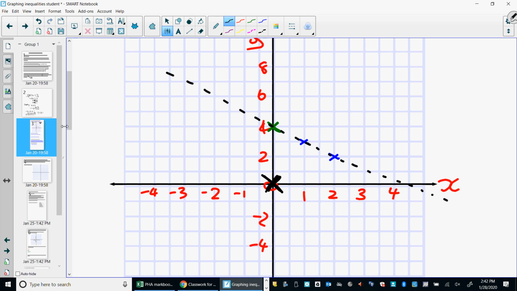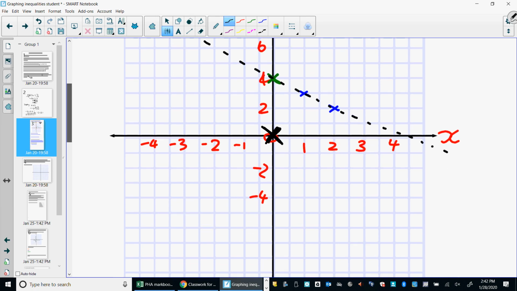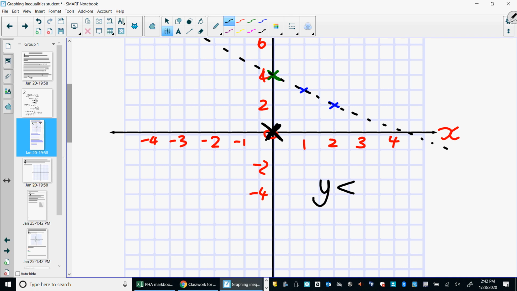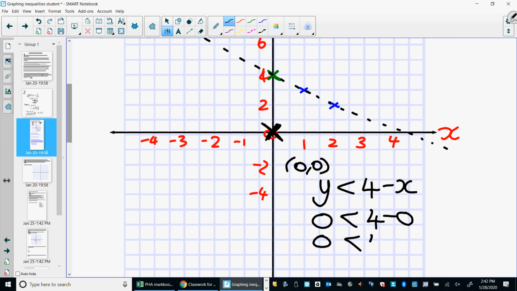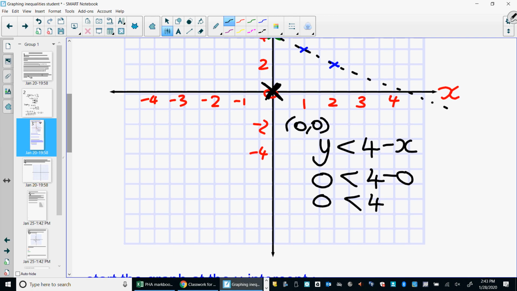Okay? So then what we do is we say, right, y is less than 4 minus x. We're going to decide, is this coordinate on the area we want or not? So we're going to then substitute the coordinate 0, 0 in place of my y and x. So we say 0 is less than 4 minus 0. 0 is less than 4. Is 0 less than 4? True.